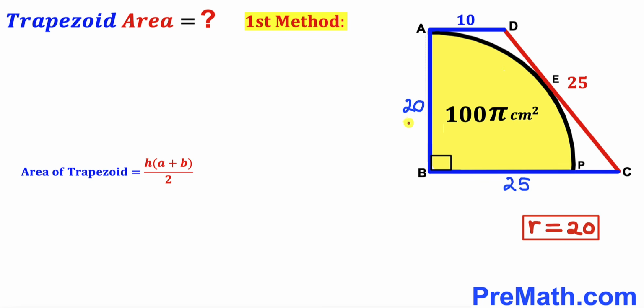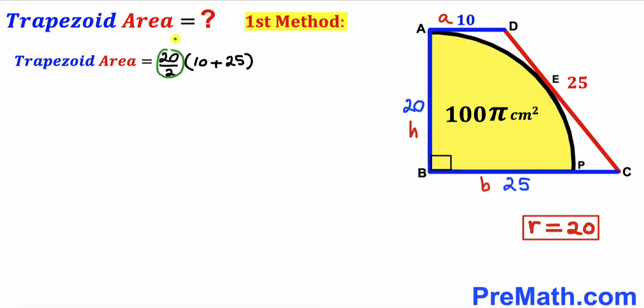And here I'm going to label our height h as 20, our base a is 10, and our base b is 25. So therefore this trapezoid area is going to be our height 20 divided by 2 times our a value 10 plus b value 25. Now we can see 20 divided by 2 reduces to 10, and 10 plus 25 gives us 35, and that is going to be equal to 350 centimeters squared, the area of the trapezoid. So thus the area of that trapezoid turns out to be 350 centimeters squared by using the very first method.